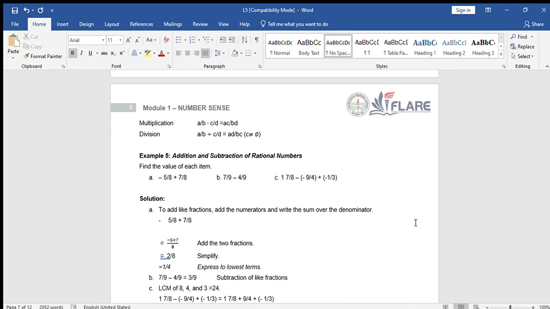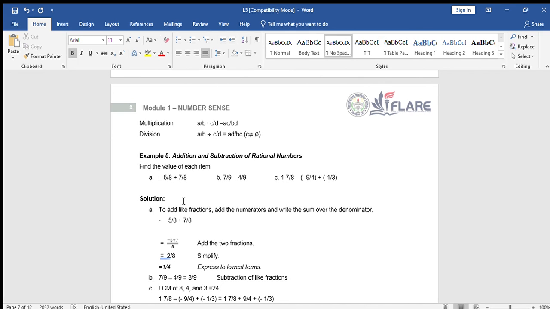Again, if we have the same denominator, you will just copy the denominator and add the numerators. So, copy the denominator which is 8 and then you add negative 5 plus 7. Okay, what's the answer? Negative 5 plus 7? That's 2. Negative 5 plus 7 is positive 2.